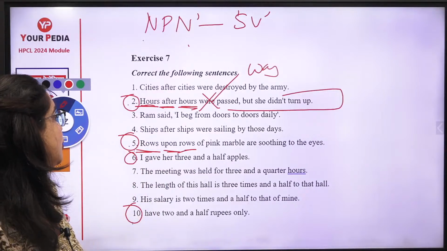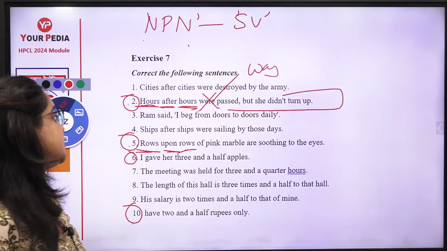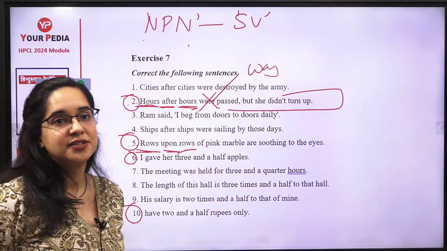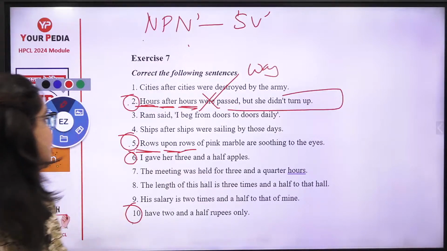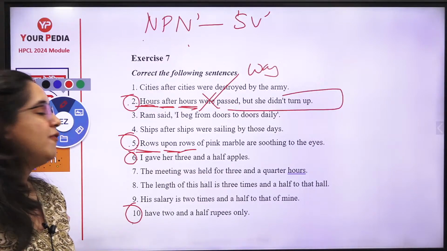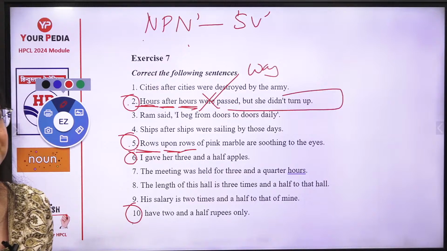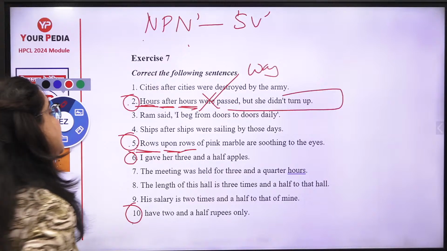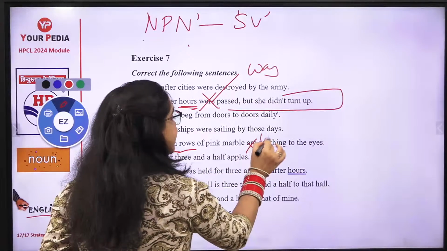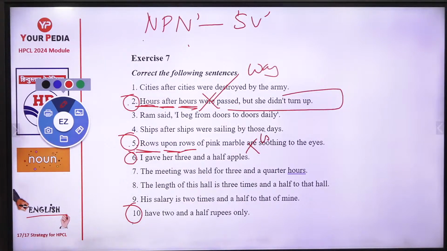Rows upon rows of pink marble are soothing to the eyes. Rows upon rows of pink marble, what will be there? Is soothing to the eyes. Very good. Again, it is soothing. Go for sixth one. I gave her 3.5 apples.